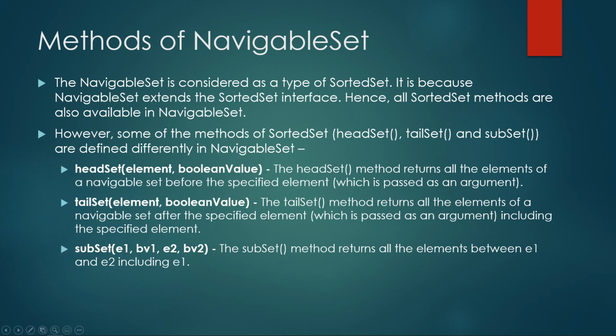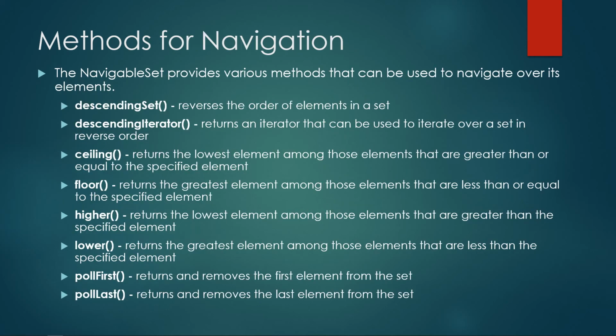So moving on, methods for navigation. The navigable set provides various methods that can be used to navigate over its elements. So you get the descending set method. This descending set method reverses the order of elements in a set. Next we have the descending iterator method. This returns an iterator that can be used to iterate over a set in reverse order. So that's the importance of the descending iterator method.